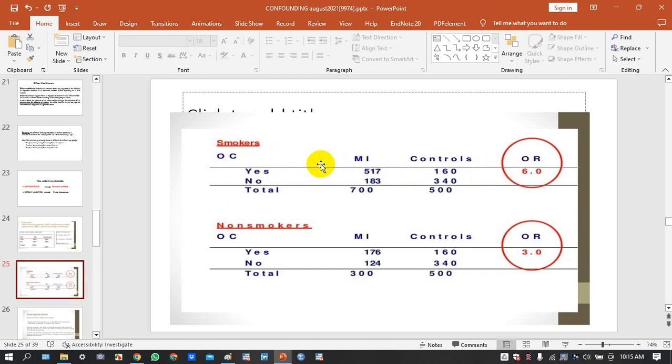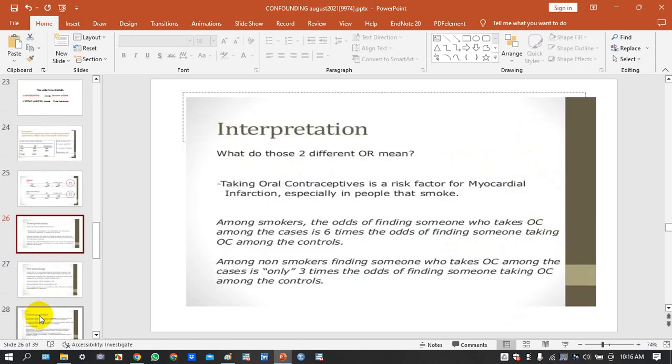So we can say that the women who take oral contraceptives don't have the myocardial infarction from it, but the lurking variable, or the extraneous variable, or the hidden one, or the gossip, is the one that is causing the myocardial infarction. So let's continue. What do those two different odds ratios mean? Taking oral contraceptives is a risk factor for myocardial infarction, especially in people that smoke. That is true. But if you don't smoke, oral contraceptives will not be a risk factor for you.